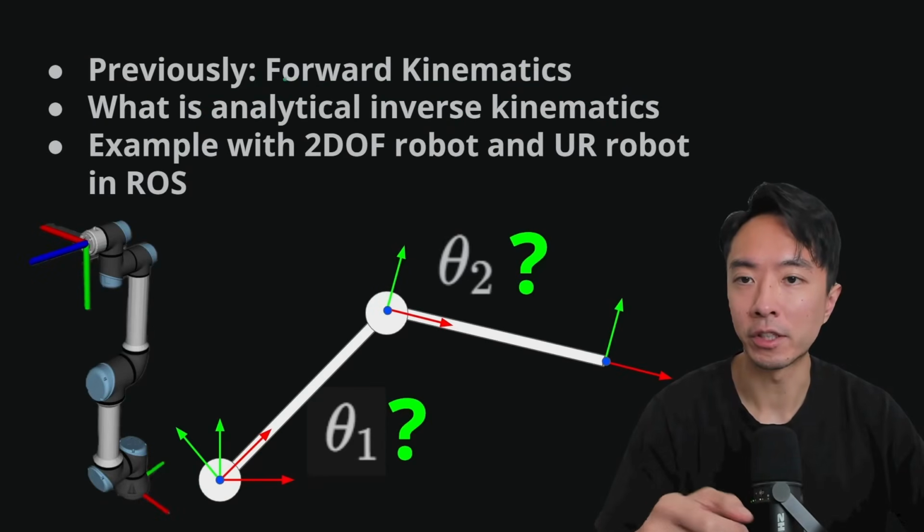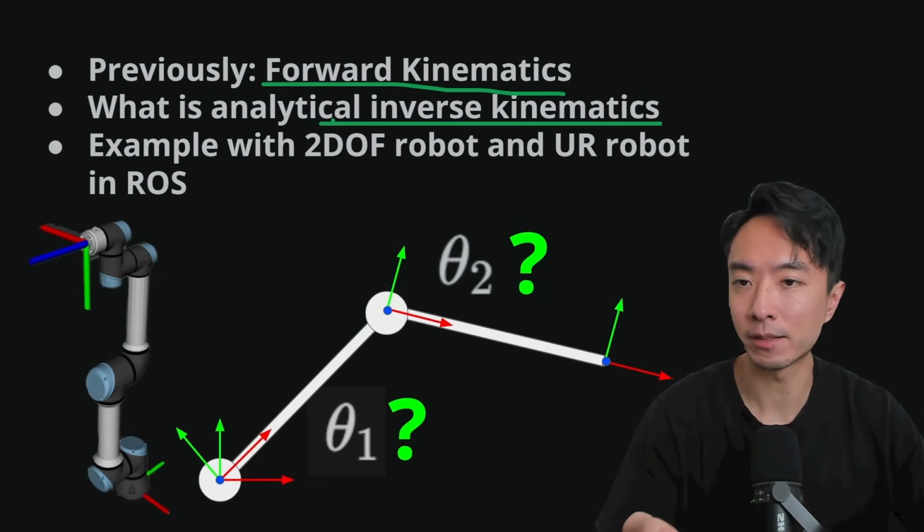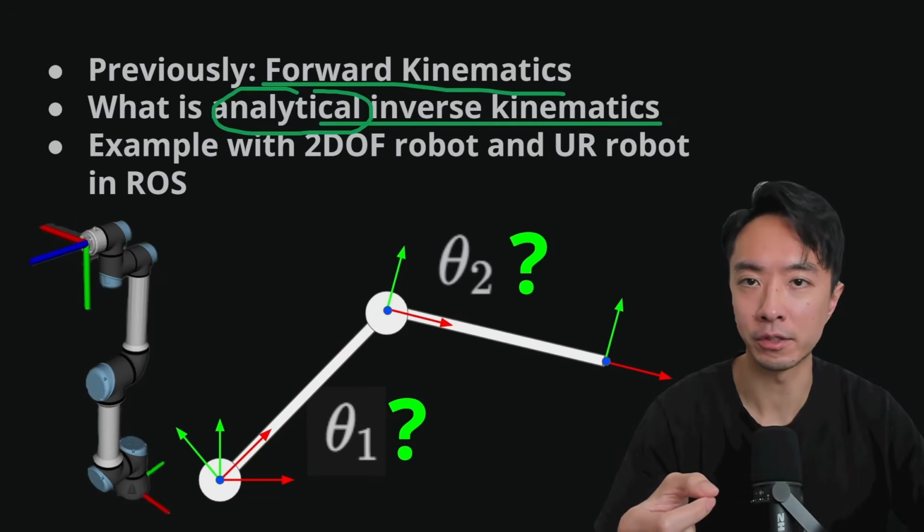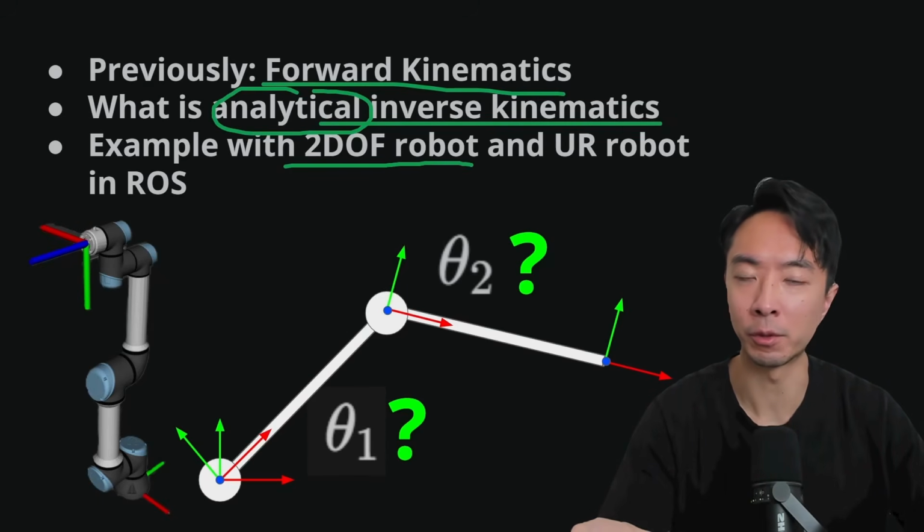So previously, we talked about forward kinematics. In this video, we're going to talk about inverse kinematics, specifically the analytical solution. We'll go over a 2DOF robot example and a UR robot example in ROS.